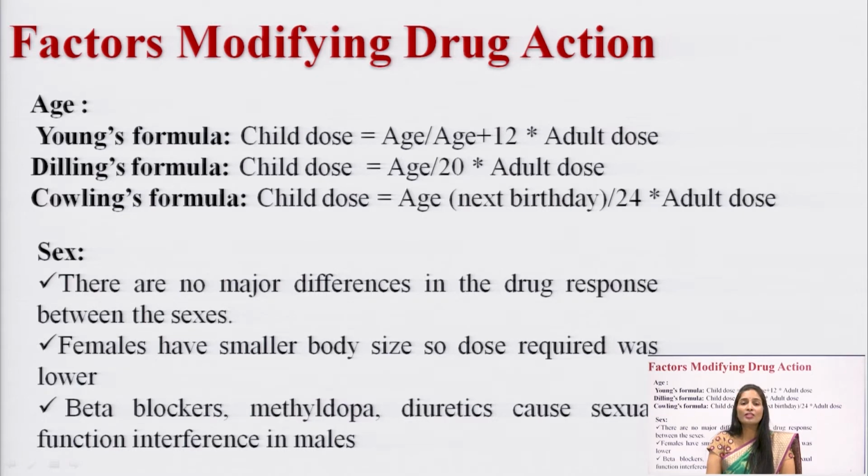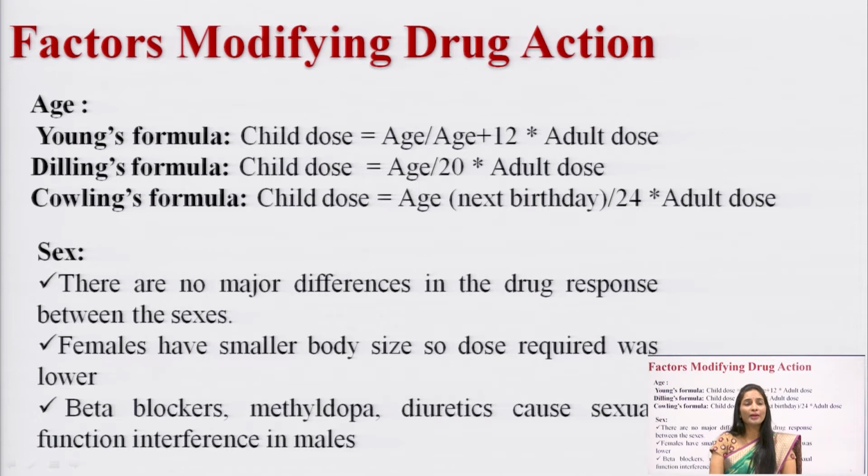Here a lot of the drugs cannot be eliminated from the body because of decreased or failed renal function. So, while giving the dose you have to be very cautious in children and elderly persons. And here there are three formulas: Young's formula, Dilling's formula and Cowling's formula.